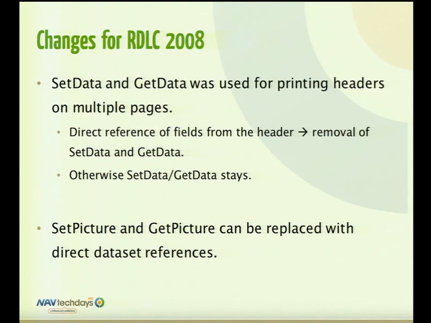But obviously, you can get rid of set picture, get picture, because most probably your company logo, which you want to print on top of the document, is static. So you can directly reference that from the header and just pick it up from the dataset.